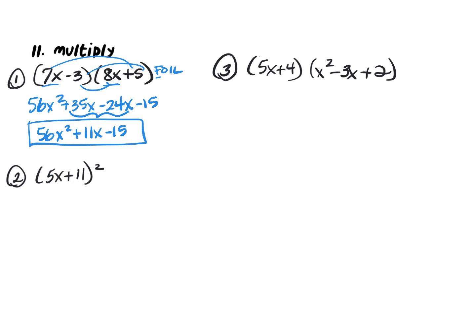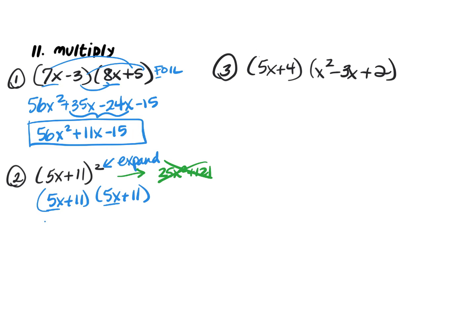Now, look at this one. This has a power of 2 on it. That means I need to expand and write it out as 2 binomials. A lot of times what I see students do is when they see this, they'll go, oh, that's 25x squared plus 121. No, it's not. Definitely not. So expand it and then do FOIL, just like we were doing.